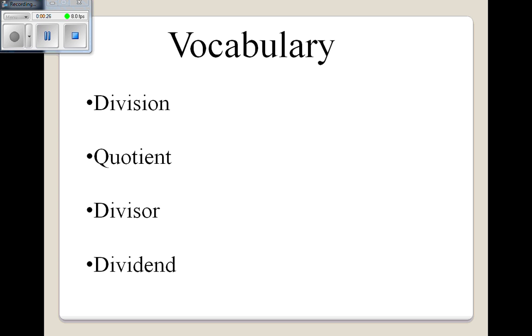into another number. Quotient is going to be the answer to a division problem. It goes to the top of the division bar. Divisor is going to be the number on the outside of the division bar. It's the number you are going to be trying to figure out how many times goes into another number. Dividend is going to be the number underneath the division bar. This is going to be the number you are going to be dividing into.